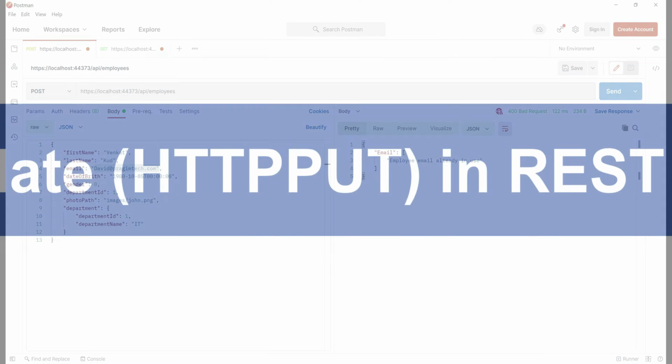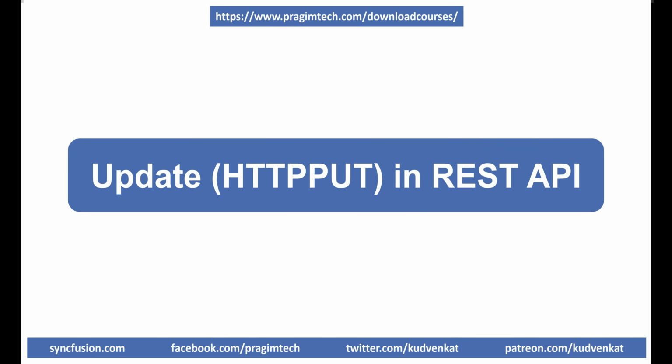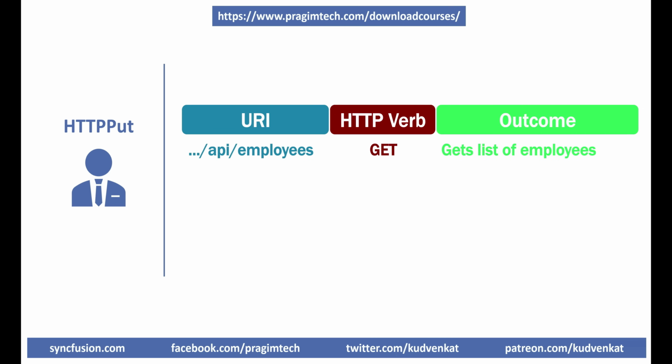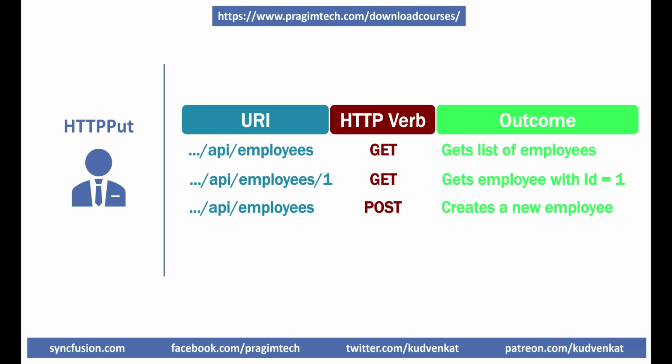Next, let's discuss how to update an existing resource, that is, implement HTTP put in a REST API. We have already discussed how to retrieve the list of all employees, a specific employee by ID, and even how to create a new employee. To update an existing employee, we use the HTTP verb put, and in the URL, we pass the ID of the employee whose details we want to update.